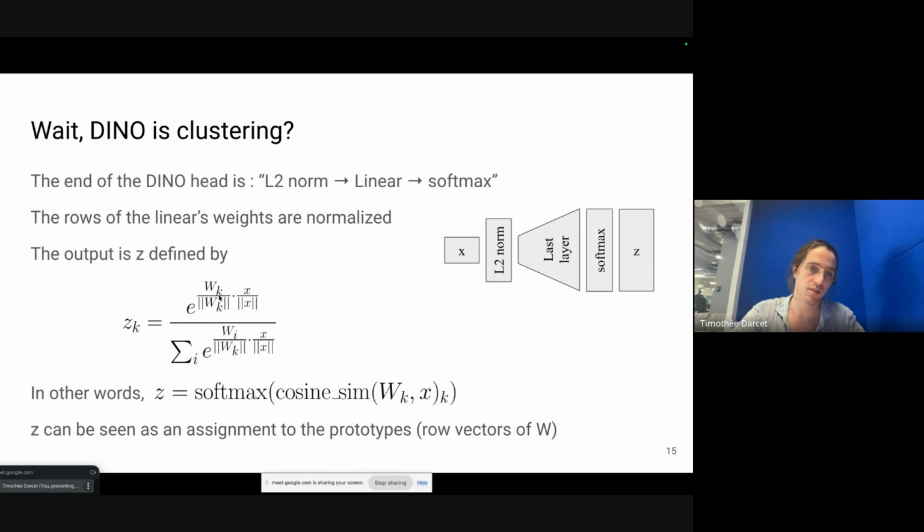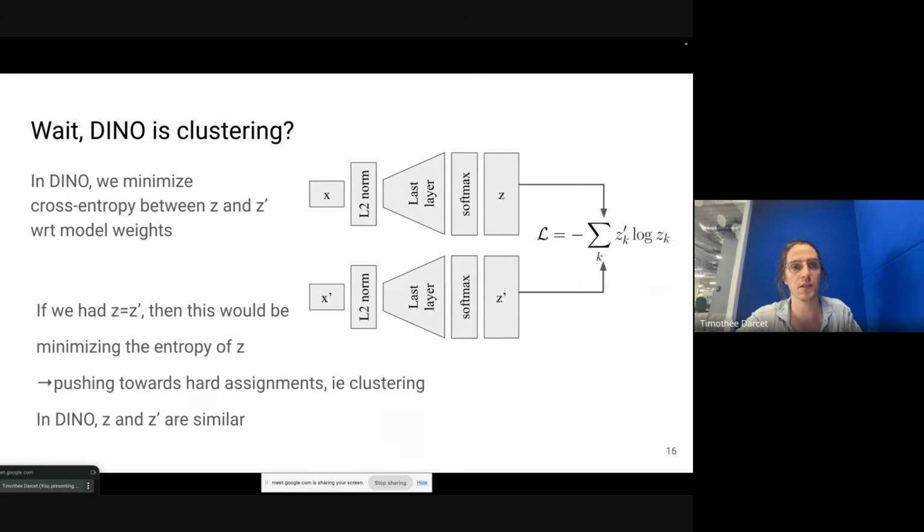Since you have normalization that is applied to X and possibly also to the last layer's rows, this dot product is a cosine similarity. And so your logits are cosine similarities of rows with X. And so when you take a softmax of that, there's just a soft assignment of X to the WK. And so you have a soft assignment of a vector to prototypes, and you optimize something that looks like a soft k-means.